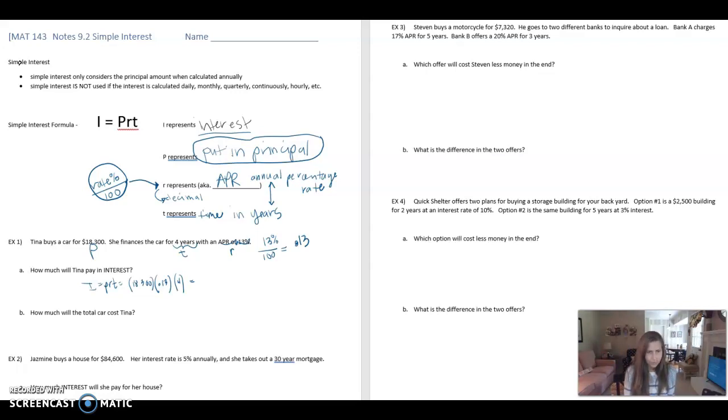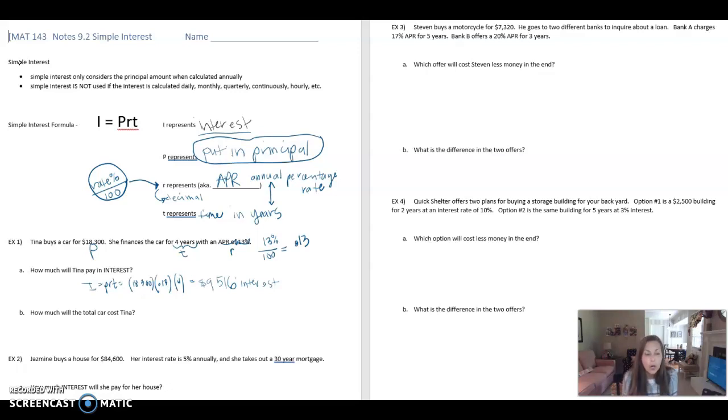18,300 times 0.13 times 4 is $9,516. Now I did not have any pennies there, but remember, money is always, always, always rounded to 2 decimal places. So this is how much interest Tina is going to pay on that car. And the next question, you have to decide what to do with that interest.